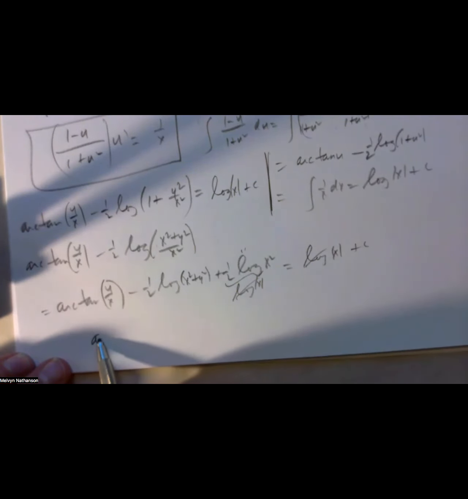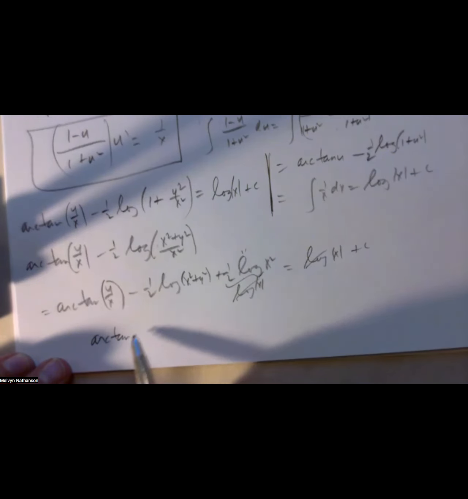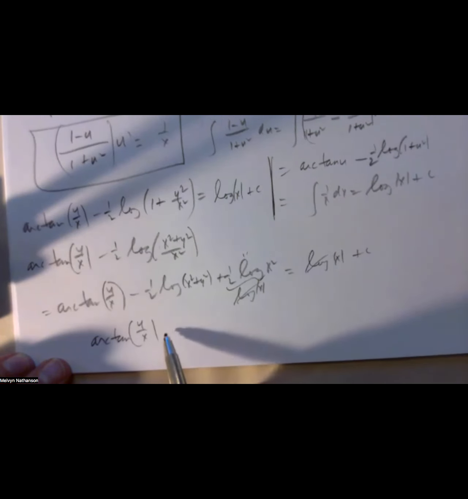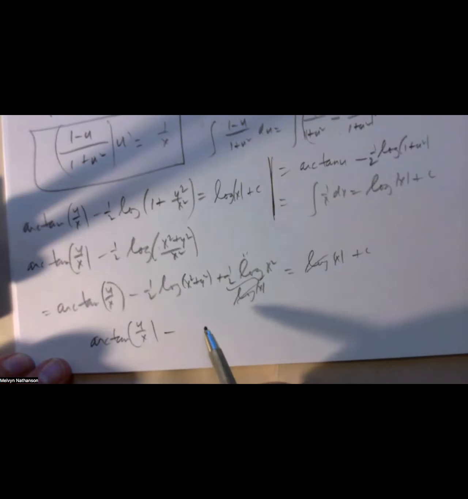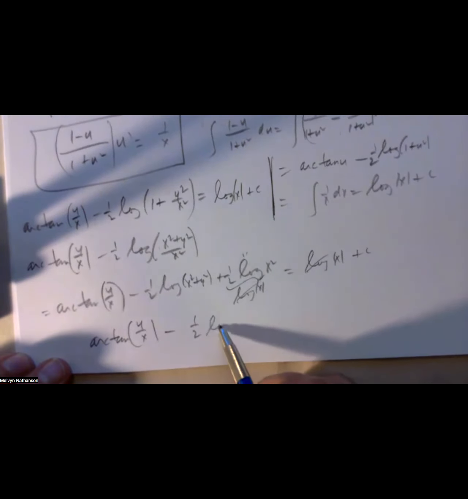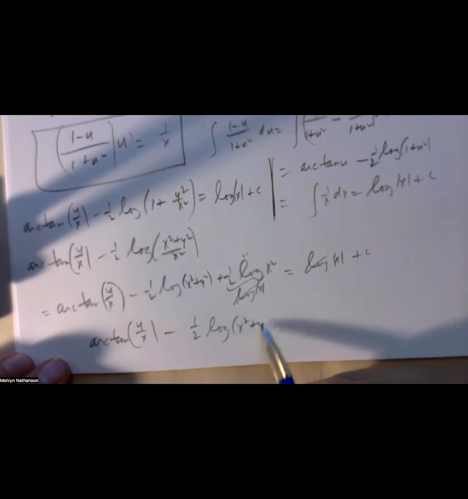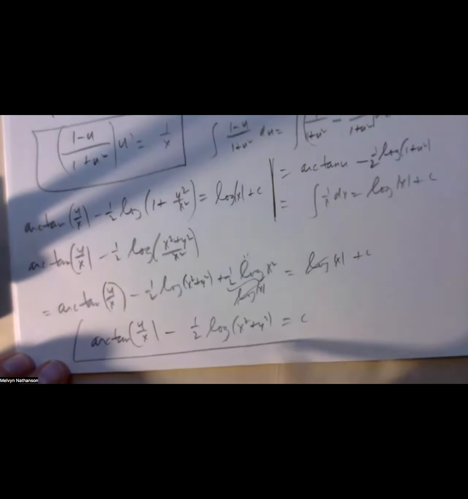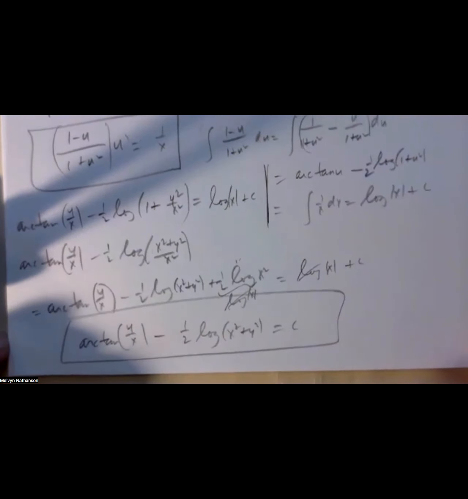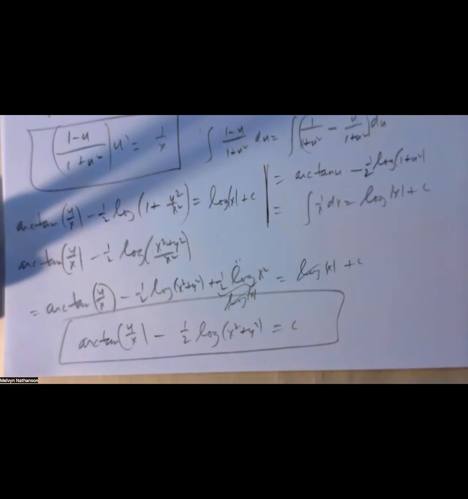satisfies arctangent of y over x minus a half log of x squared plus y squared equals c. So this is the implicit solution of this differential equation.